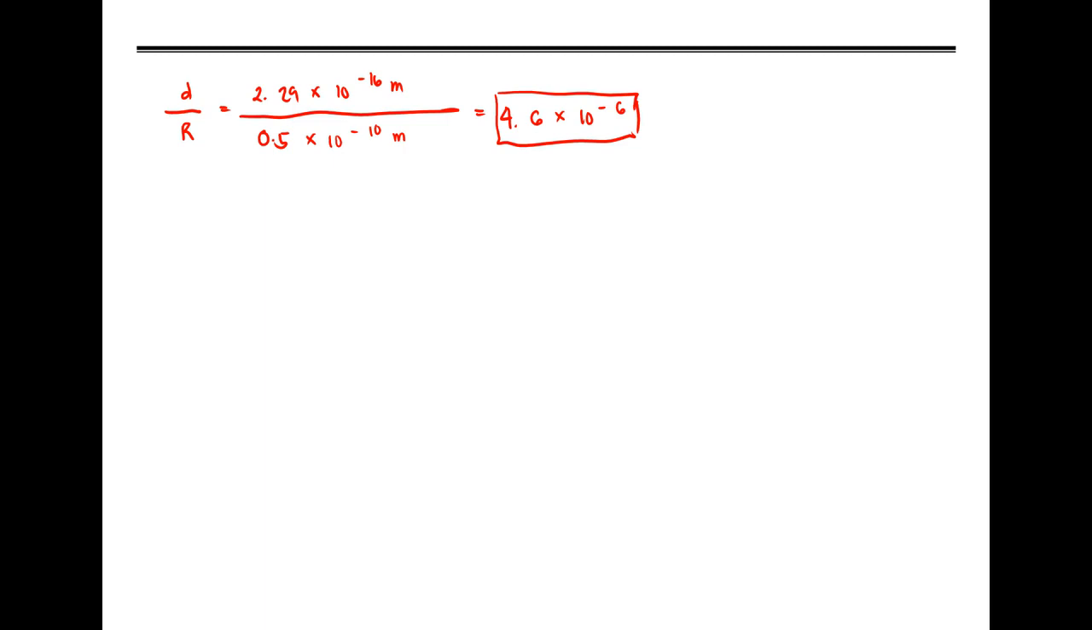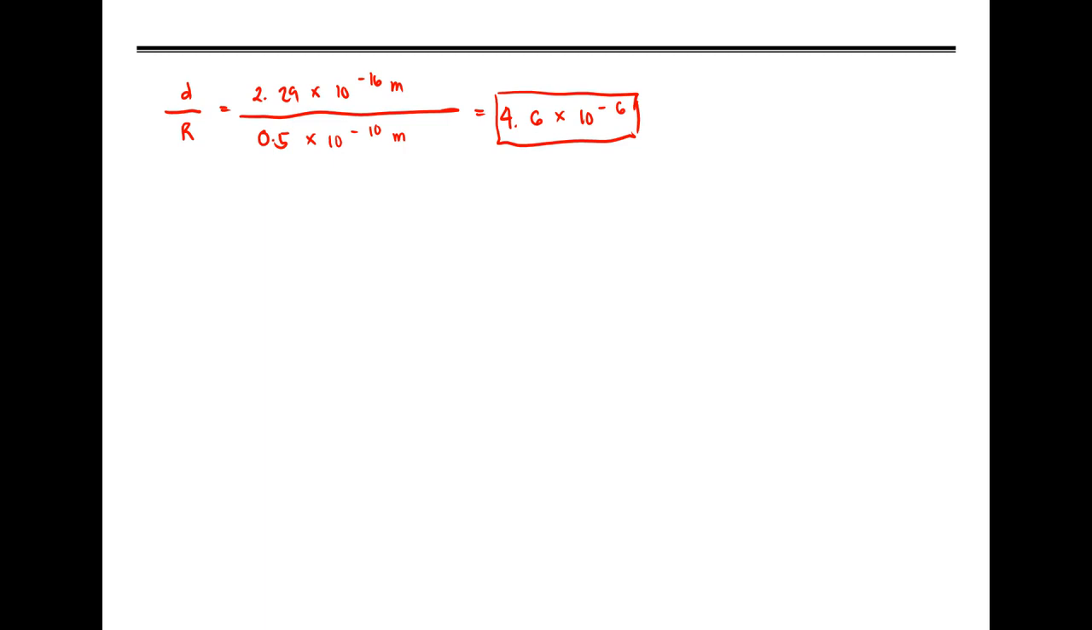Now, our goal is to find what fraction is this D with respect to the radius R. So, to find that, we have to divide this with R, the radius. So, we have 2.29 times 10 to the minus 16 meter divided by the Bohr radius of the atom, which is equal to 0.5 times 10 to the minus 10 meter. Okay, so this is equal to 4.6 times 10 to the minus 6. So this is our final answer.